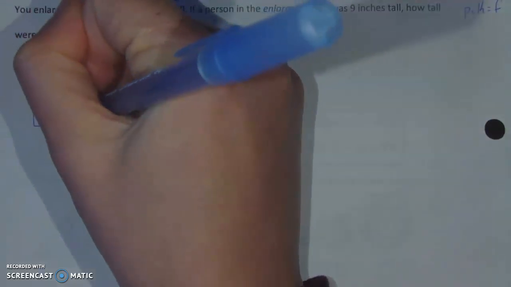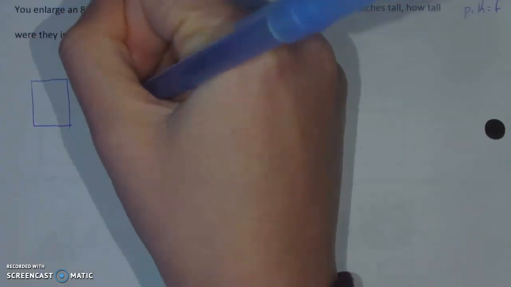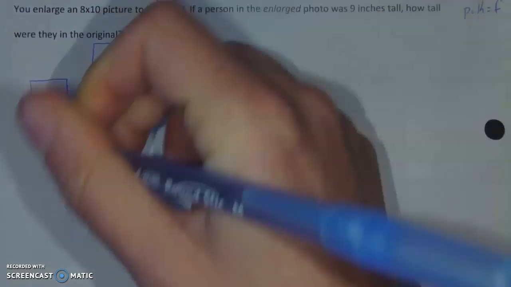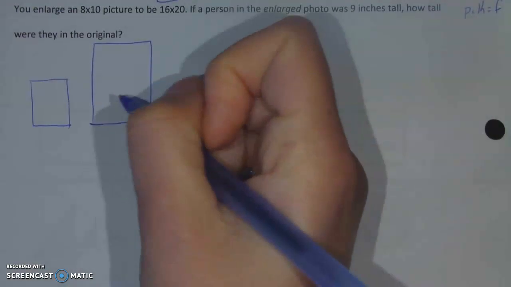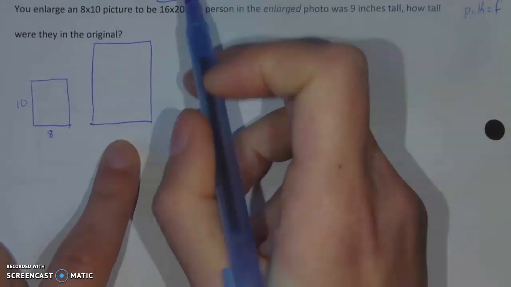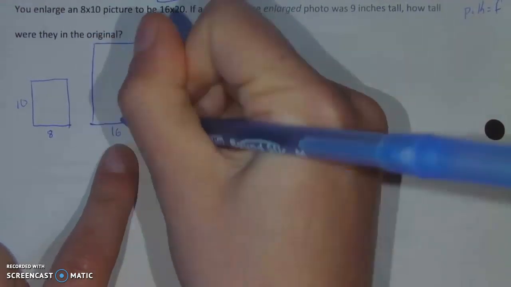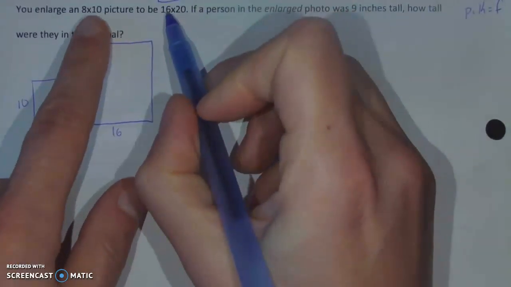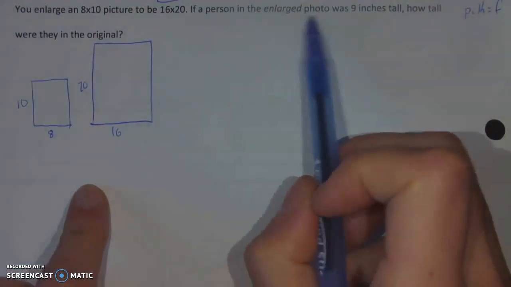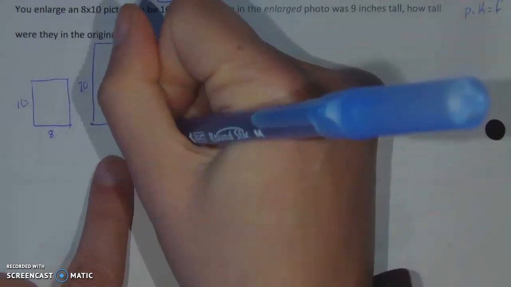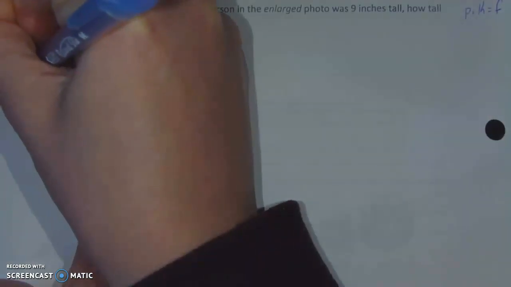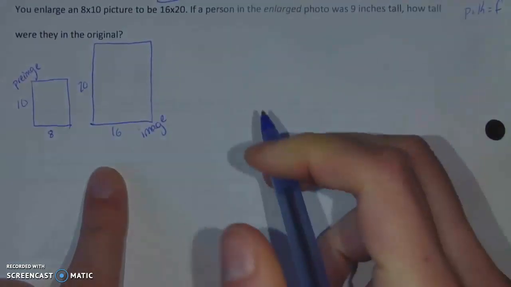And I'm going to quickly draw a sketch of this because, like usual in geometry, if I can find formulas and sketches, they just help you piece it together and make it a little bit more reasonable. So I'm going to call this 8 by 10, which means this one I need to start with the bottom here at 16 by 20. So those lengths still correspond, 8, 16, 10, 20. Okay, and we have a person in the enlarged photo. This is the image, by the way, versus the pre-image, the small one, the one I started with.